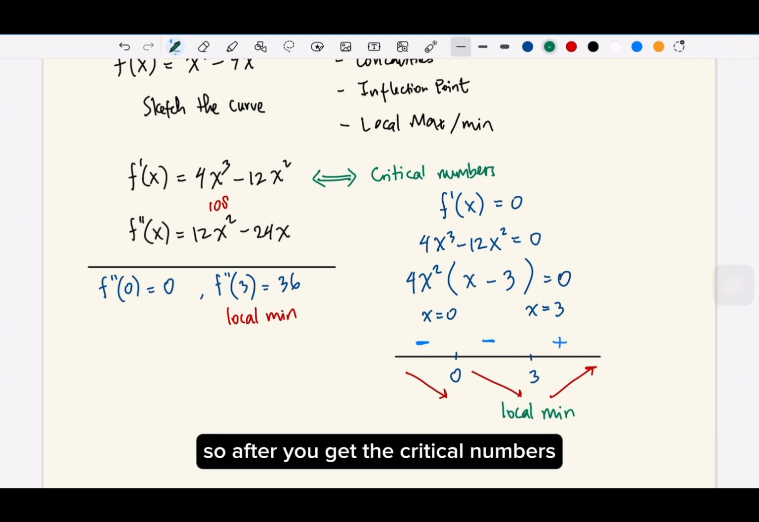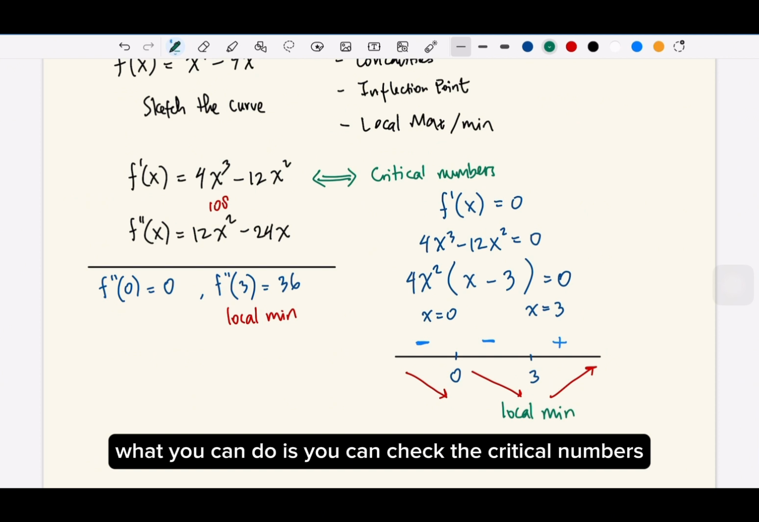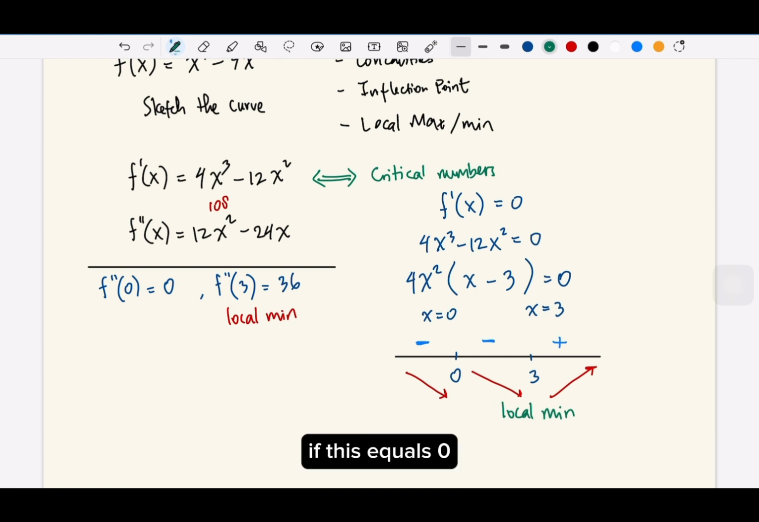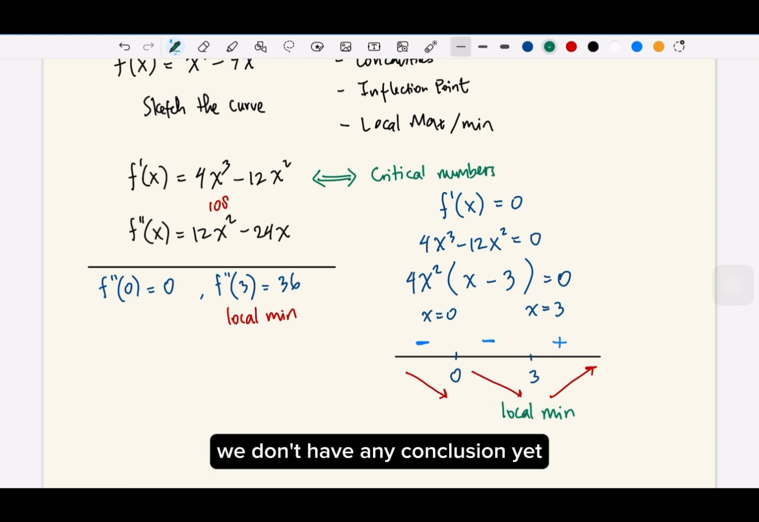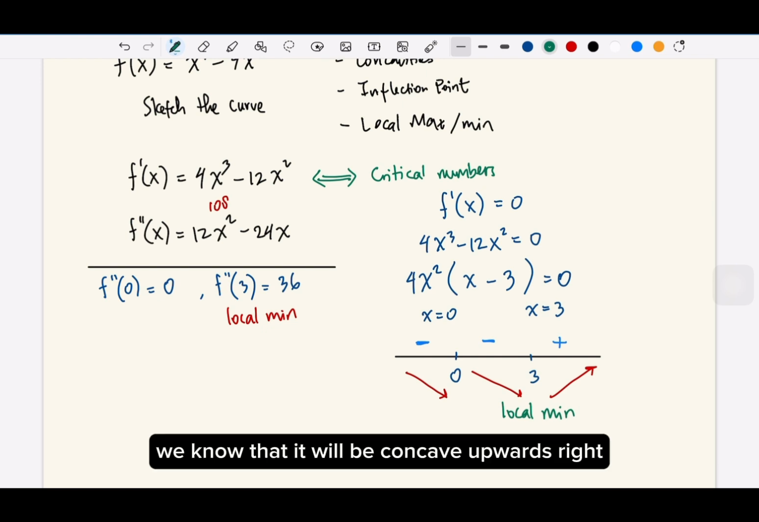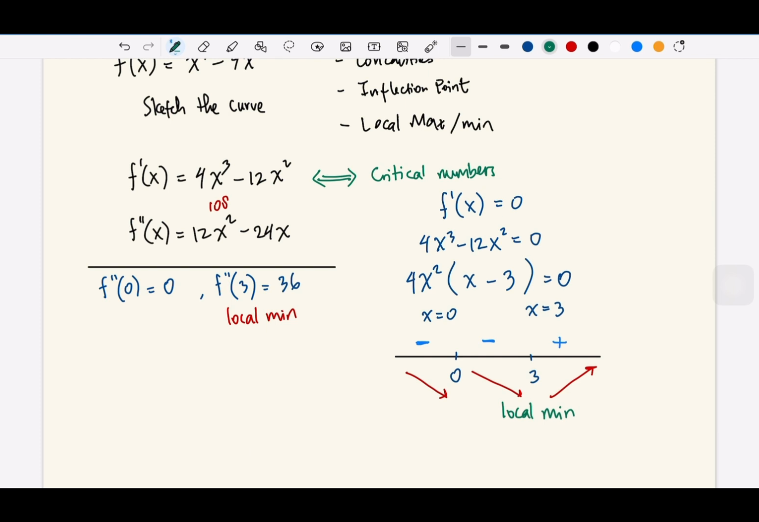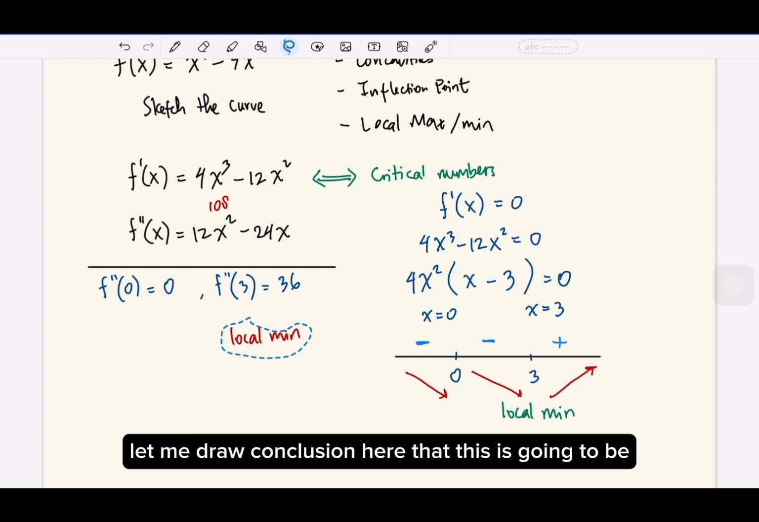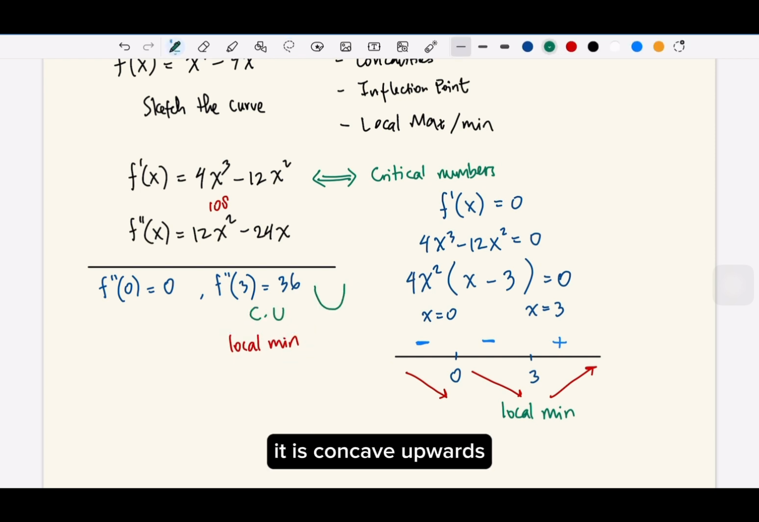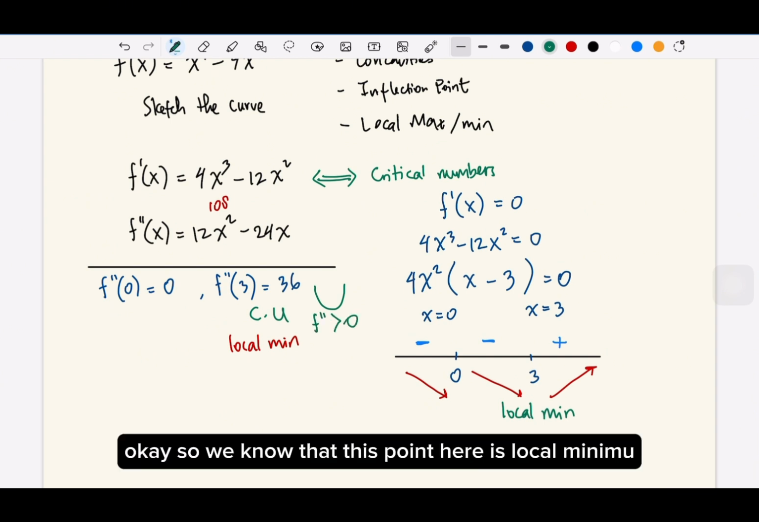So after you get the critical numbers, you can check the critical numbers by putting them into the second derivative test. If this equals 0, we don't have any conclusion yet. But if this is positive, we know that it will be concave upwards, right? So let me draw the conclusion here that this is going to be like that. It is concave upwards. So we know that this point here is a local minimum.